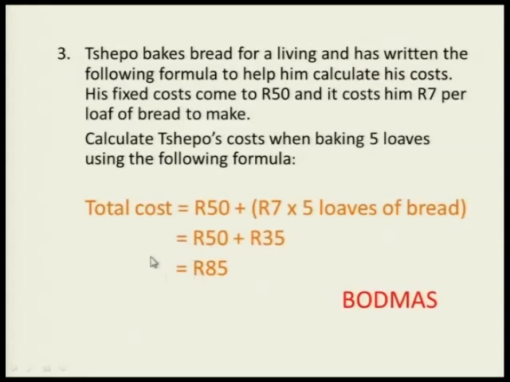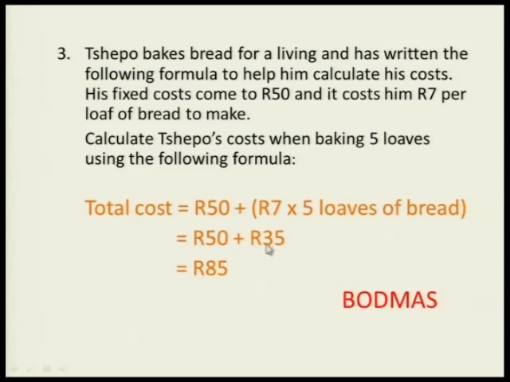Now, this is the last sum I'm going to show you, and I want you to pay careful attention, because this is something that you will almost have a 100% chance of getting in your prelims and your finals, and in some tests during the year. So if you look here, Tsepo bakes bread for a living and has written the following formula to help him calculate his costs. His fixed costs come to 50 Rand, and it costs him 7 Rand per loaf of bread to make. Calculate Tsepo's costs when baking 5 loaves using the following formula.